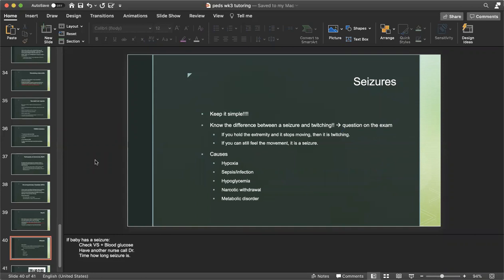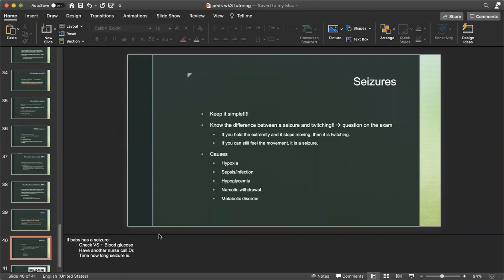And then the last thing is seizures. For this slide, just keep it simple and know the causes. Hypoxia can cause seizures, as can sepsis, infection, hypoglycemia, narcotic withdrawal, or metabolic disorder. The only thing she really asked us for seizures that I can remember is to know the difference between a seizure and twitching. If you hold the extremity and it stops moving, then the baby was twitching. If you can still feel movement after you're holding the extremity, then it's a seizure.